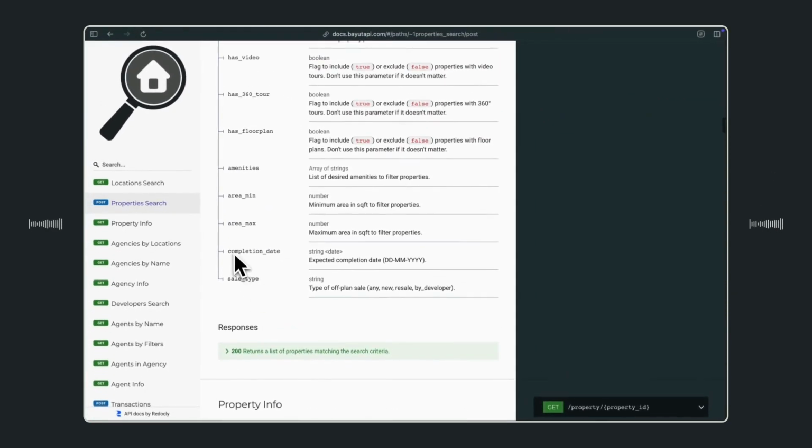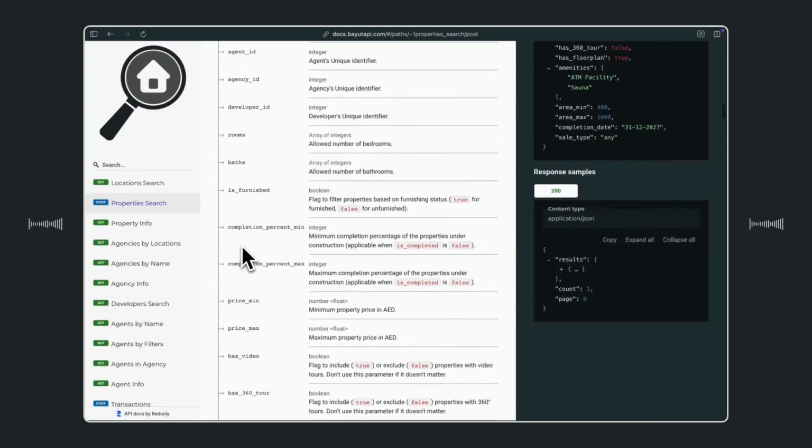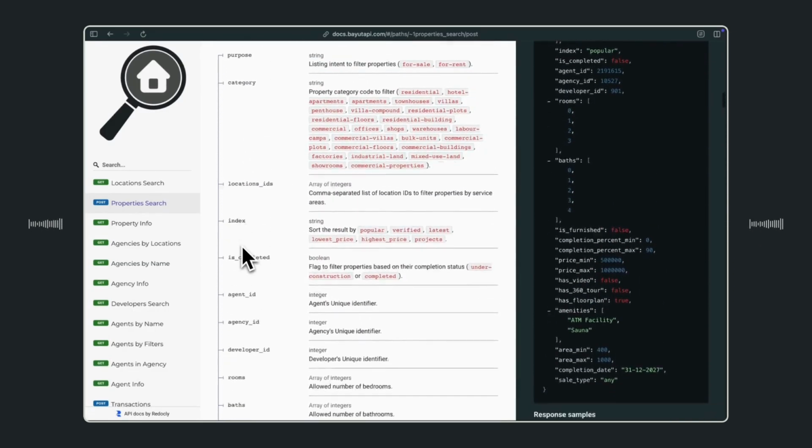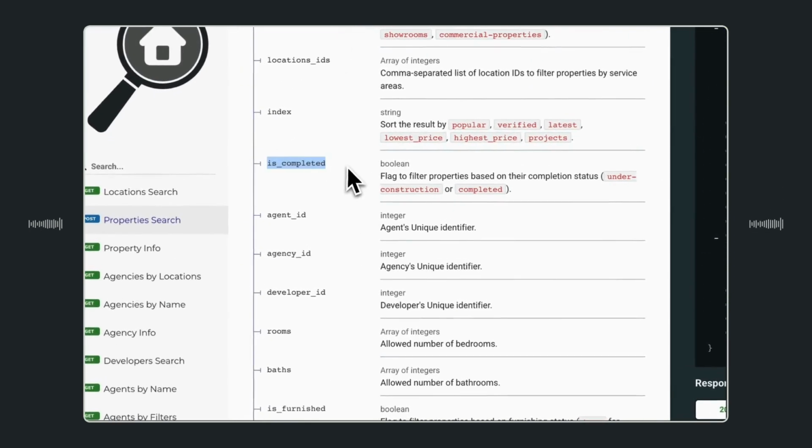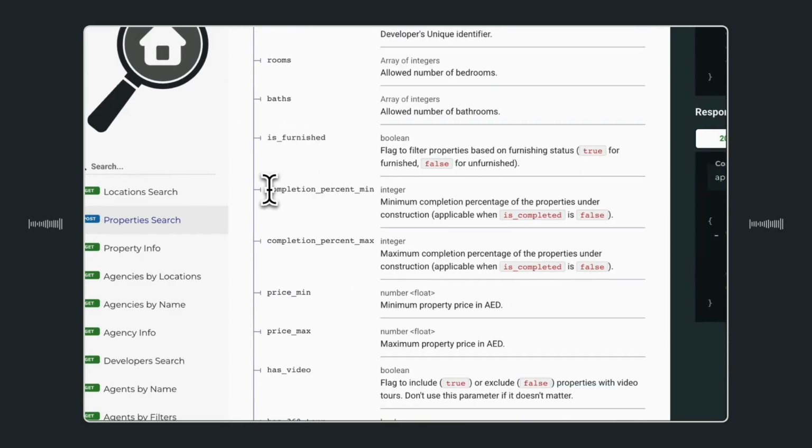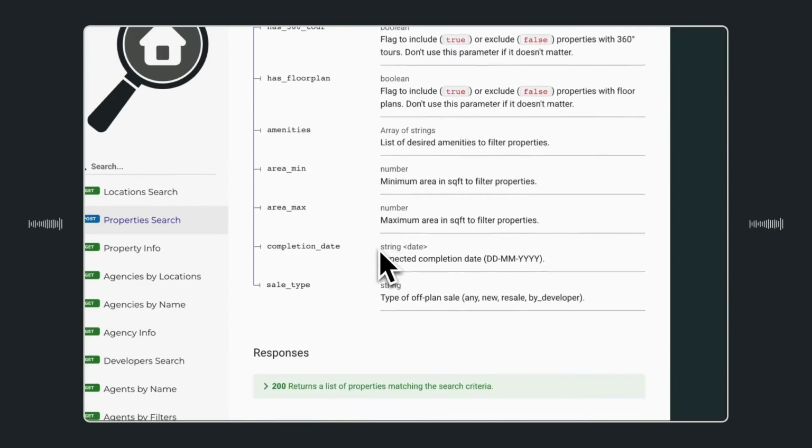Now, this isn't just a detail. For developers, it's like a project management tool. For investors, it's a crucial indicator for exit strategies or capital commitment. You can filter by a completion percentage range and an expected completion date.